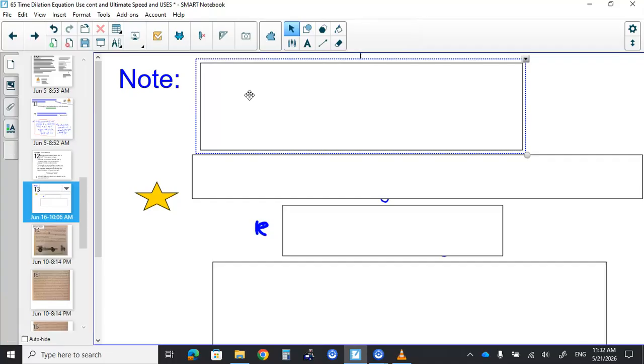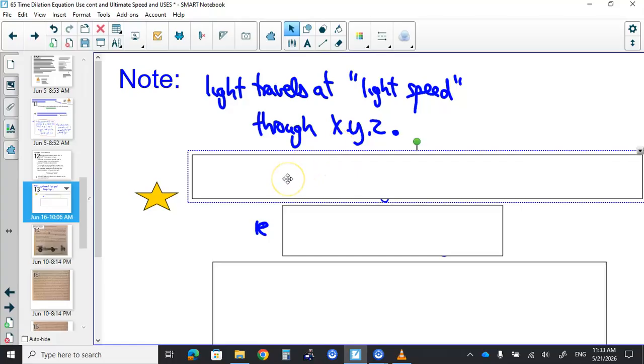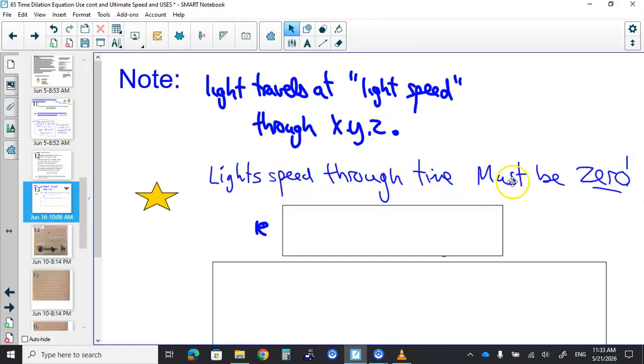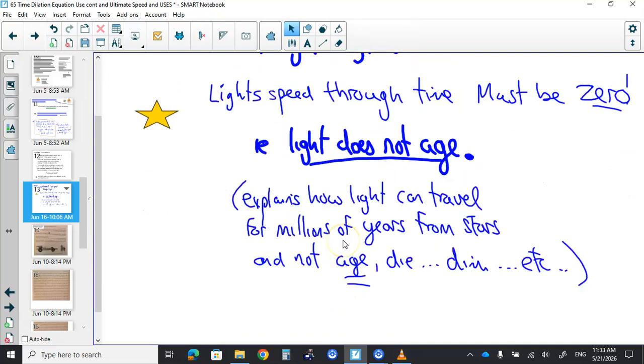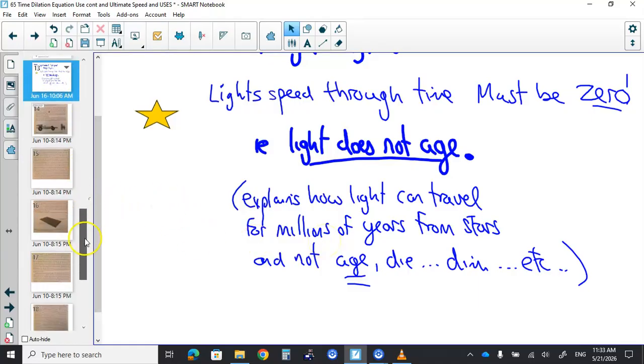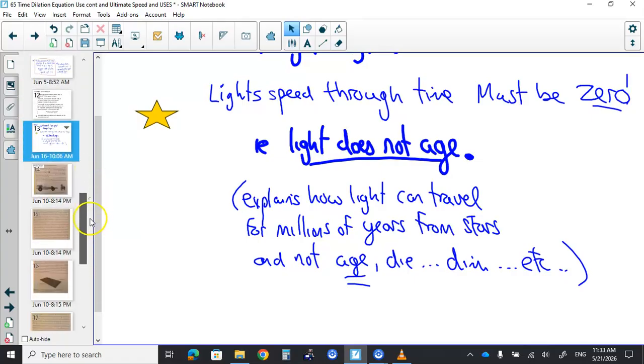Also note something interesting here: light travels at light speed through space, x, y, and z. And so light's speed through time must be zero. In other words, light doesn't age. That could explain how light can travel for millions of years from stars way, way away and not age. It doesn't die, doesn't dim, it just travels. So if anybody ever asked about that or thought of that, that's a justification of it.